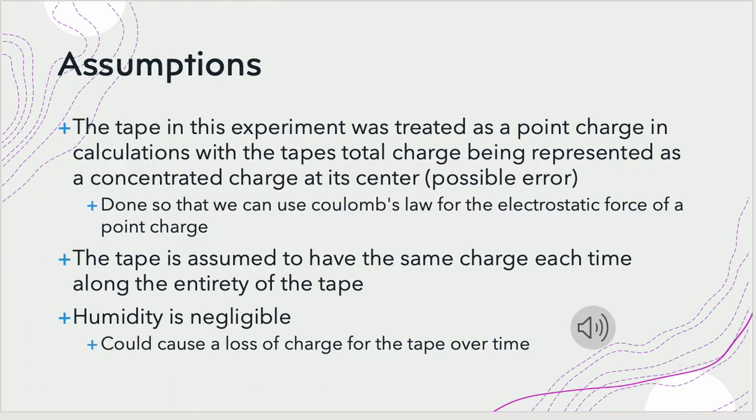Some of the assumptions used in the experiment is that the tape was treated as a point charge in calculations, with the tape's total charge being represented as a concentrated charge at its center. This could leave room for possible error because in reality the tape is a strip of mass that has charge distributed along it. This is done so that we could use Coulomb's law for the electrostatic force of a point charge. The tape is assumed to have the same charge each time along the entirety of the tape as well, and humidity is also assumed to be negligible, since this could cause a loss of charge over time for the tape.